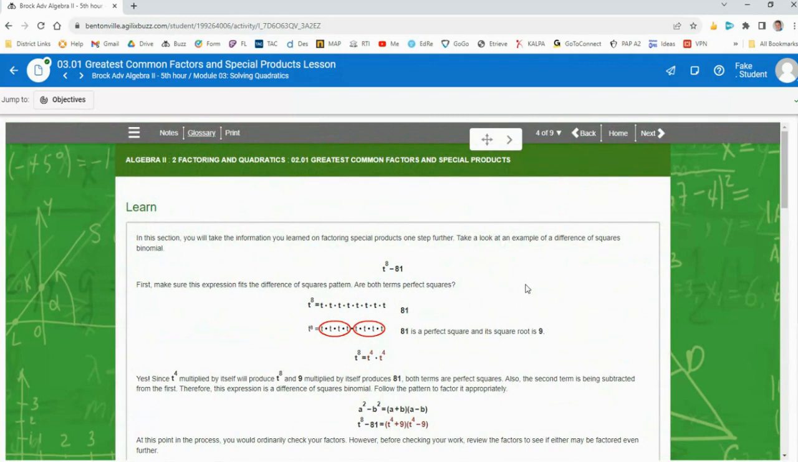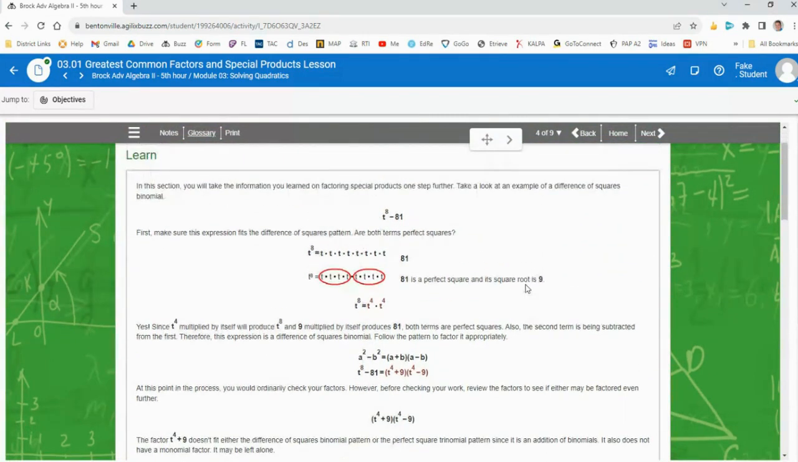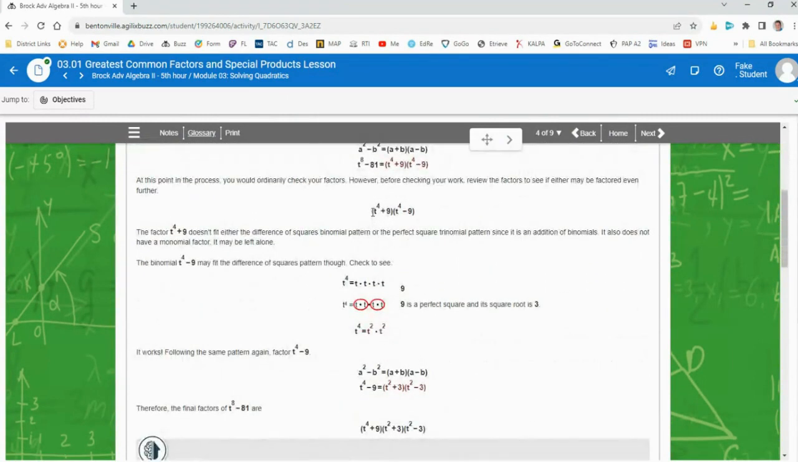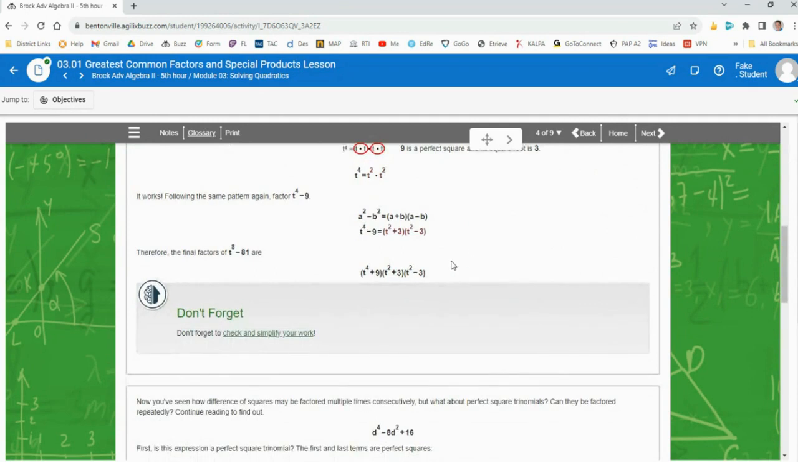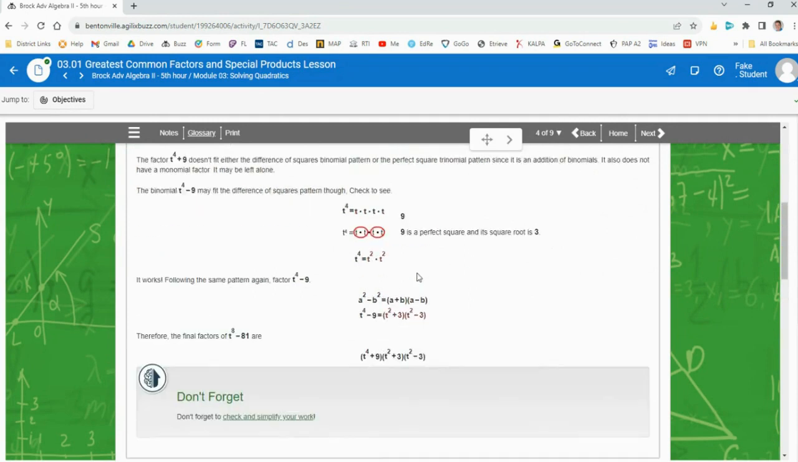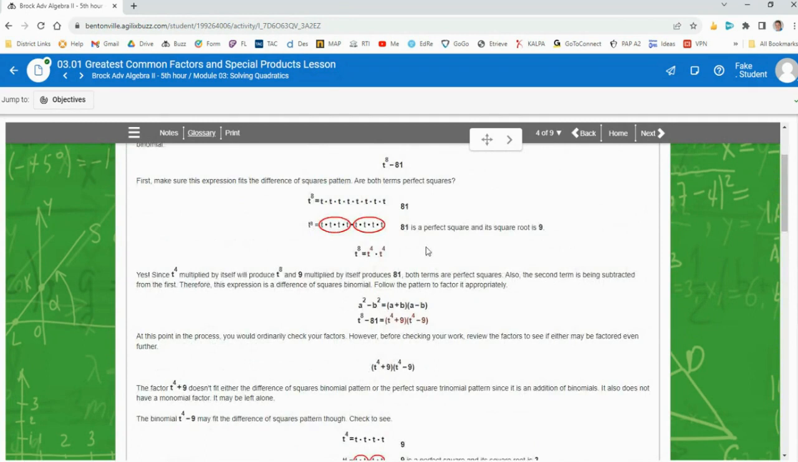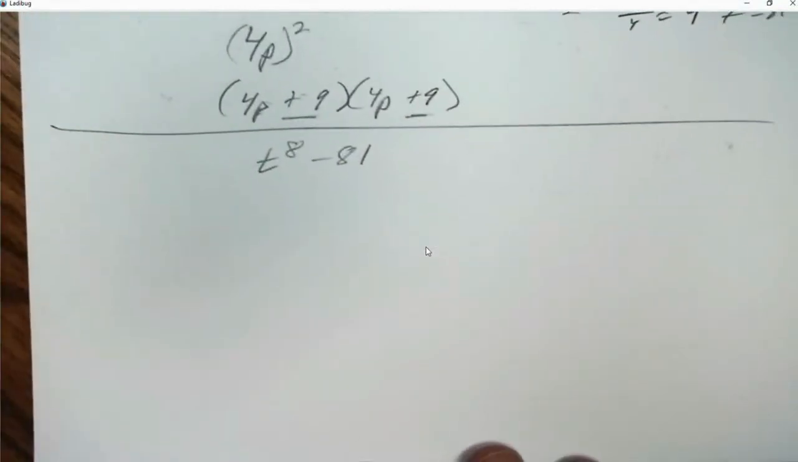All right, so this says we're going to take it a step further. This is looking at t to the 8th minus 81. That is a difference of squares because it's t to the 4th times t to the 4th and 9 times 9. So they're doing t to the 4th plus 9, t to the 4th minus 9. I think we already kind of took it to that step. Let's see here. Hey, Tucker. Oh, okay, I see the step they're going. Now, here's what they're doing. Okay, let's do t to the 8th minus 81. Yes, we used our time well, buddy. It says fully factor this.